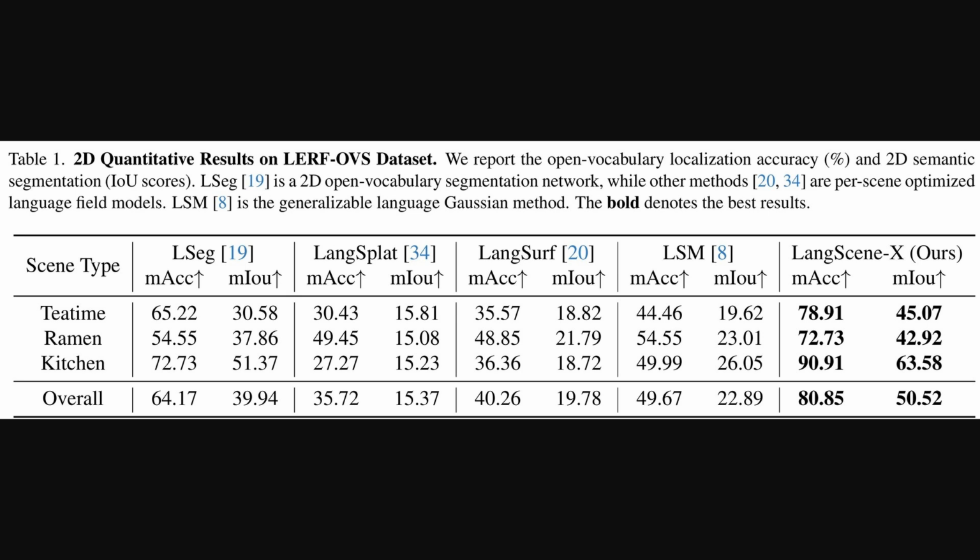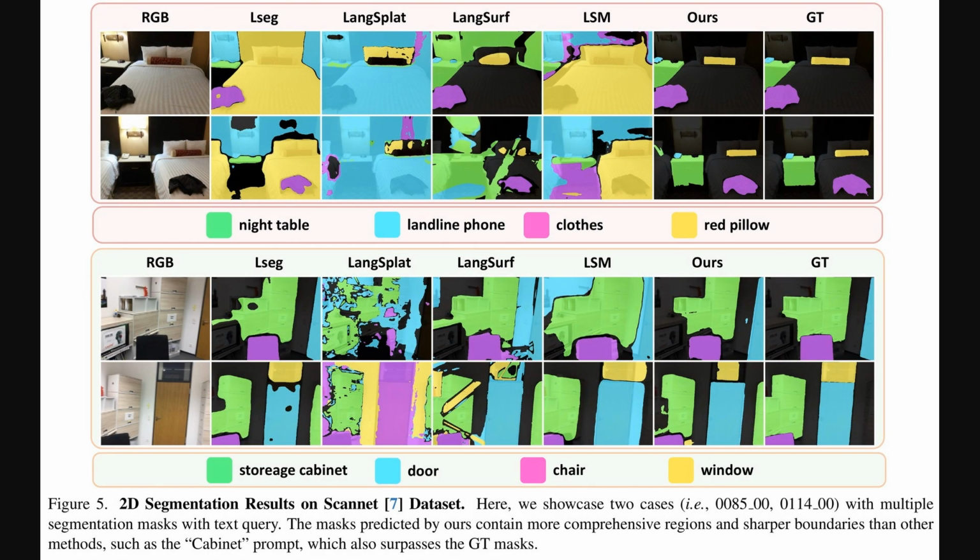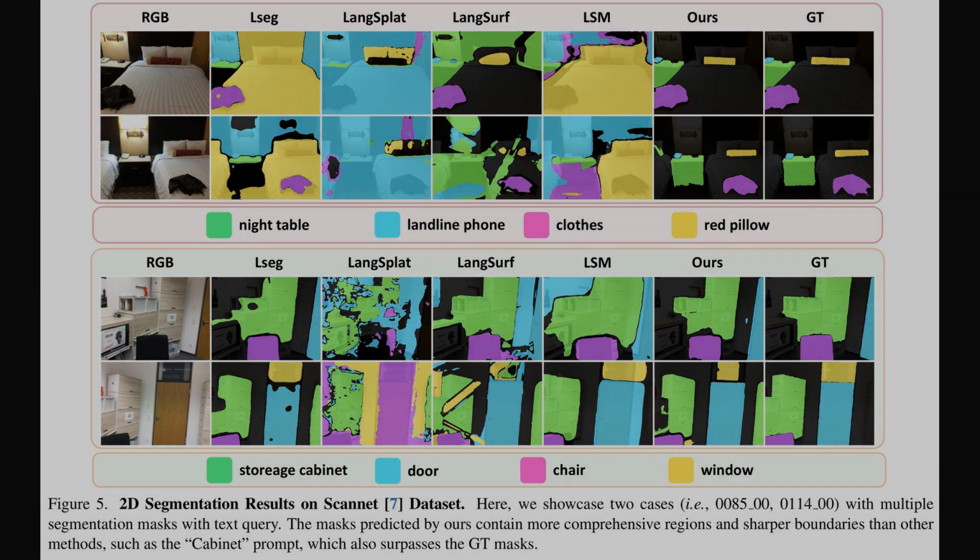A huge improvement. Moving from the numbers to the visuals, this next figure shows a side-by-side comparison on the ScanNet dataset. We're looking at 2D segmentation masks, which are essentially pixel-perfect outlines of objects generated from text prompts like night table or storage cabinet. And when you compare the hours column for LangScene-X against the other methods, the difference is stark. The masks are much cleaner and more comprehensive. In fact, they often have sharper boundaries than the other methods, and in some cases, are even more complete than the ground truth data itself.